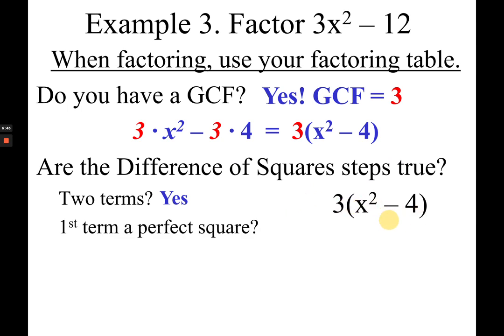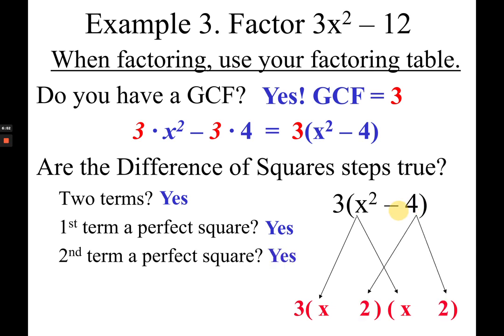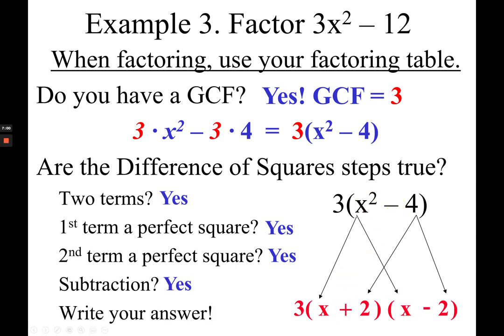There are two terms. Is the first term a perfect square? Yes, x times x. Is the second term a perfect square? Yes, it's 2 times 2. And since it's a minus, we can proceed with the difference of two squares method, one plus and one minus, and therefore that is your answer. And that's how you factor difference of two squares.